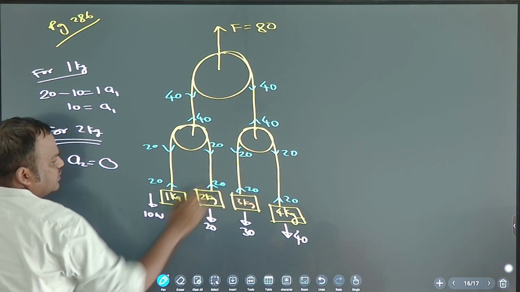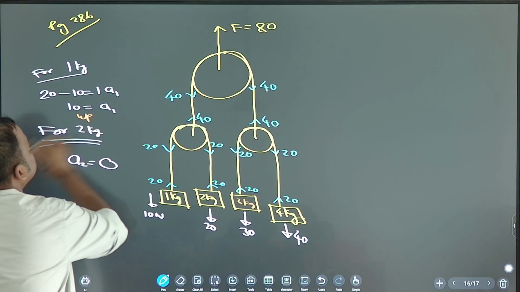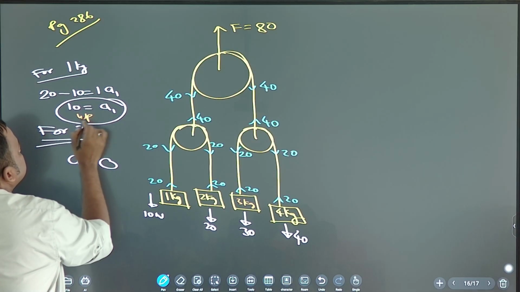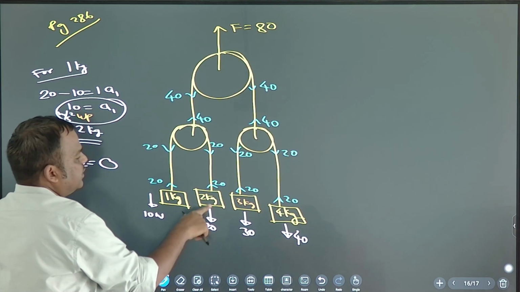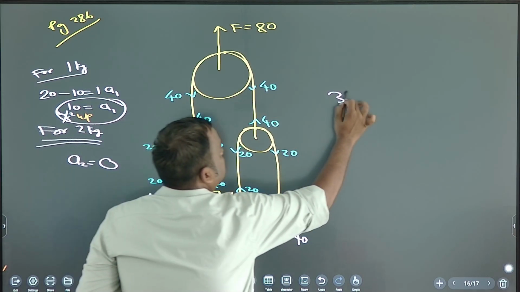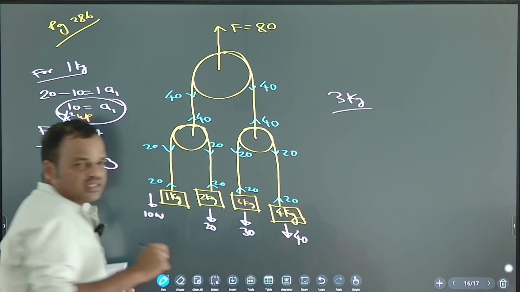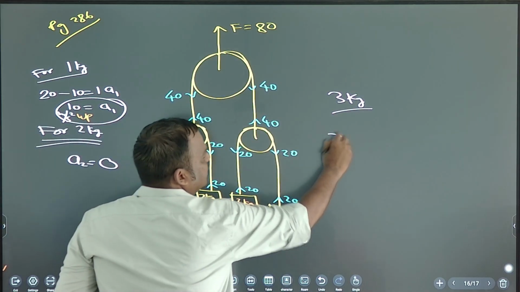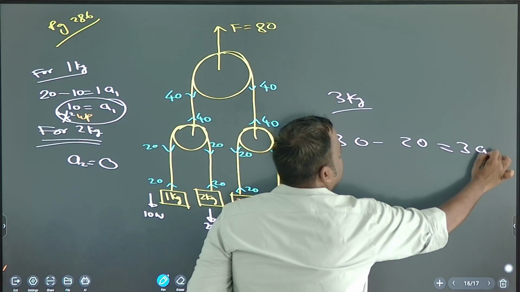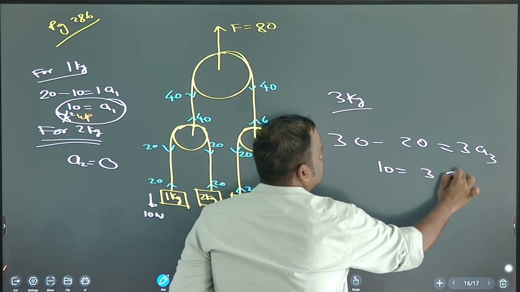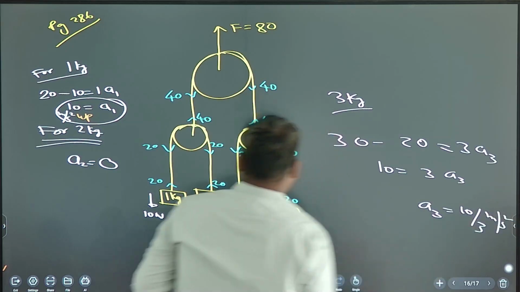Okay, 3 kg, tell me. A1 is 10 meter per second square up. A2 is 0. A3: for 3 kg, upward 20, downward 30. Which is greater, 20 or 30? 30. What do you write? 30 minus 20, 10, is equal to MA, 3A3. So what is A3? 10 by 3. Direction, tell me? Downward.